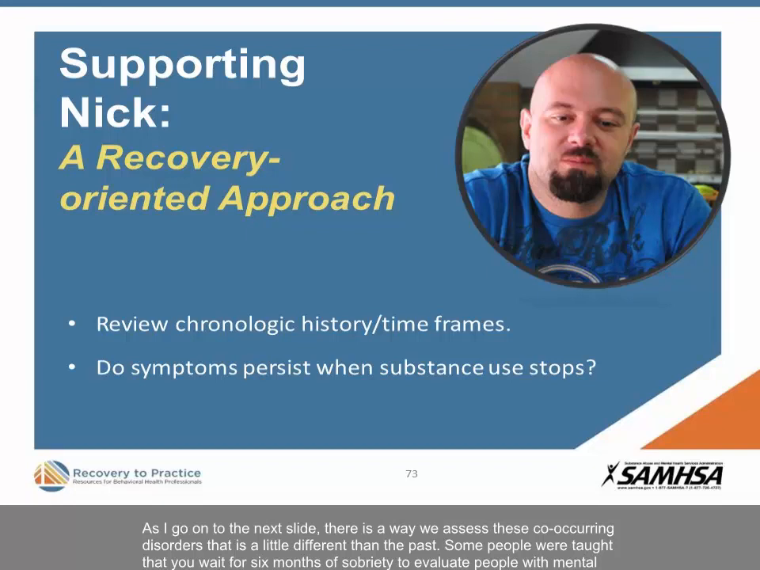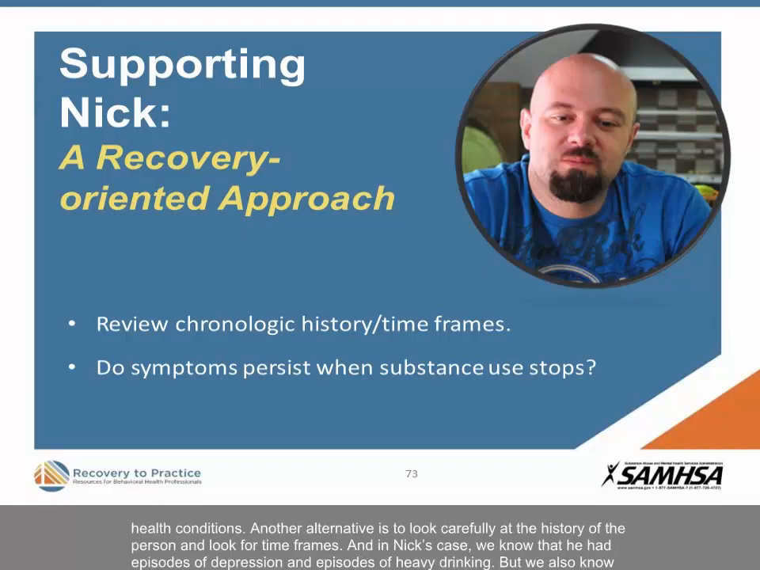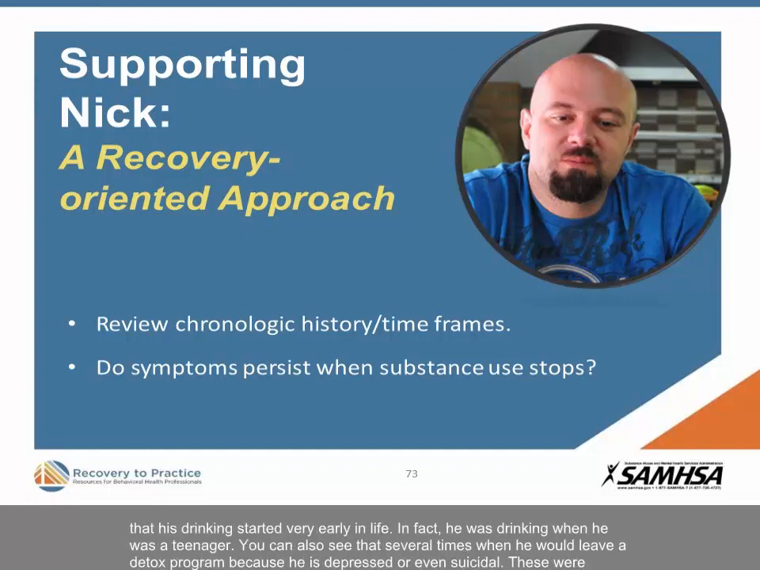there's a way that we assess co-occurring disorders that's a little bit different than maybe in the past. I think some people were taught that you wait 6 months of sobriety before you really evaluate as to whether or not someone has a mental health condition. But another alternative is to really look carefully through the chronologic history of the person and look for time frames. In the case of Nick, we know that he's had episodes of depression and episodes of heavy drinking. But we also know that his drinking started very early in life. In fact, he was drinking when he was a teenager.